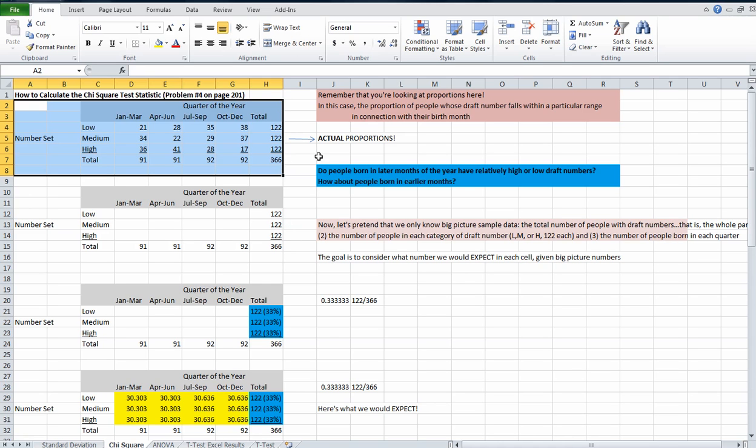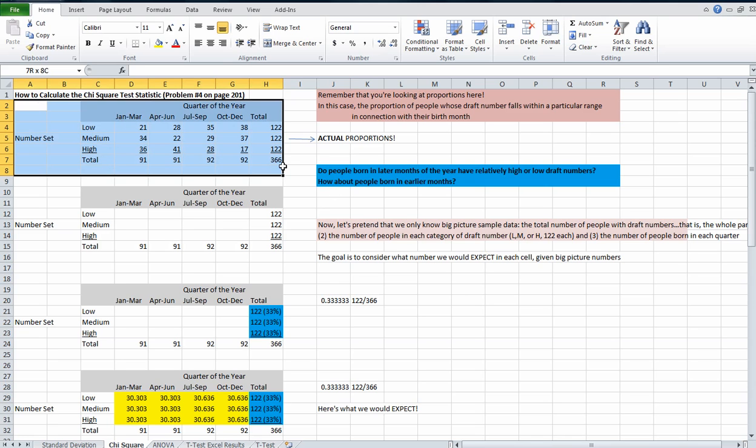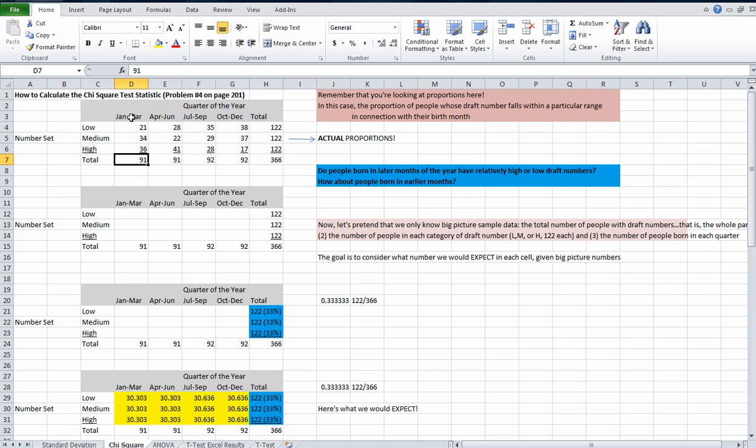So two questions might be, do people born in later months of the year have relatively high or low draft numbers? And these are draft numbers from the Vietnam War. How about people in earlier months? Is there a correlation? Notice, for one, that these data are proportions. If we broke each one of these out, they're percentages of a total number, and what number they actually had and when they were born. These are not means. So we're not getting an average here, we're getting a proportion.